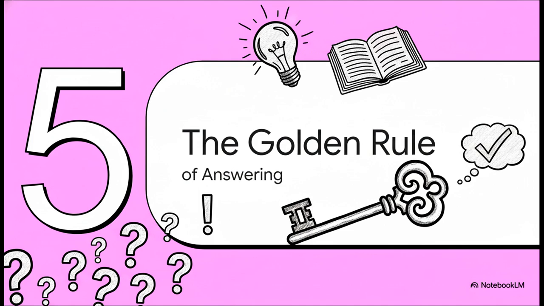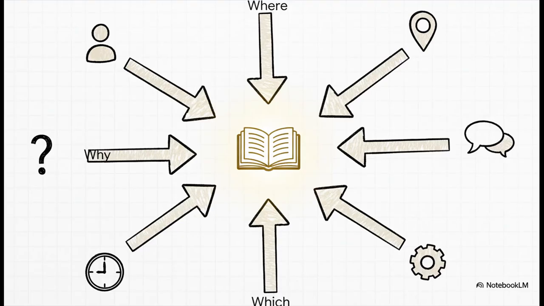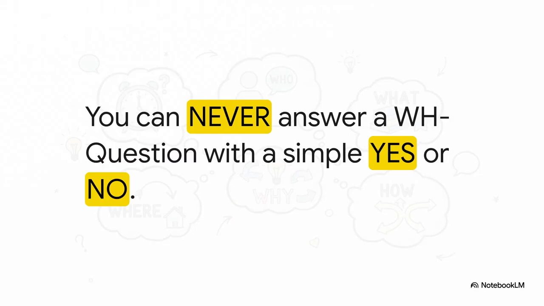Okay, so we've spent all this time talking about how to ask questions, but there is one golden rule about answering them that you absolutely have to know. Seriously, this might be the most important takeaway of all. So remember, every single one of these question words we've talked about, who, what, where, when, why, they're all asking for one thing, information. And because they are asking for information, you can never answer them with a simple yes or no. It just doesn't work. I mean, if someone asks you, where do you live, and you answer yes, it makes absolutely no sense.